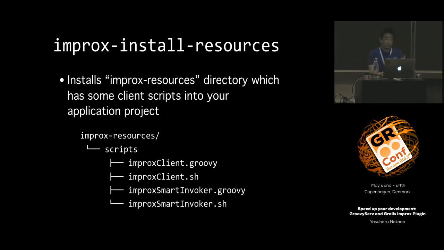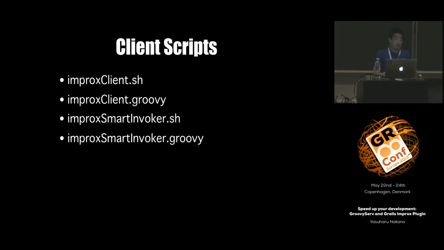This command is to install client scripts. You saw it in the previous slide. They are client scripts to send a command to a server via TCP port. Shell script is better because it's simple and faster. But if your platform doesn't support shell script, you can use a Groovy script. When using the Groovy script, I strongly recommend using GroovyServ to run it. I think you already know the reason, okay?